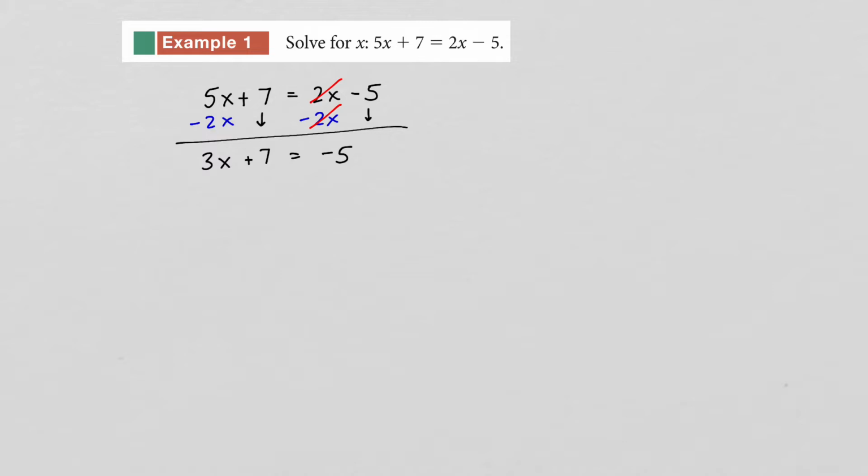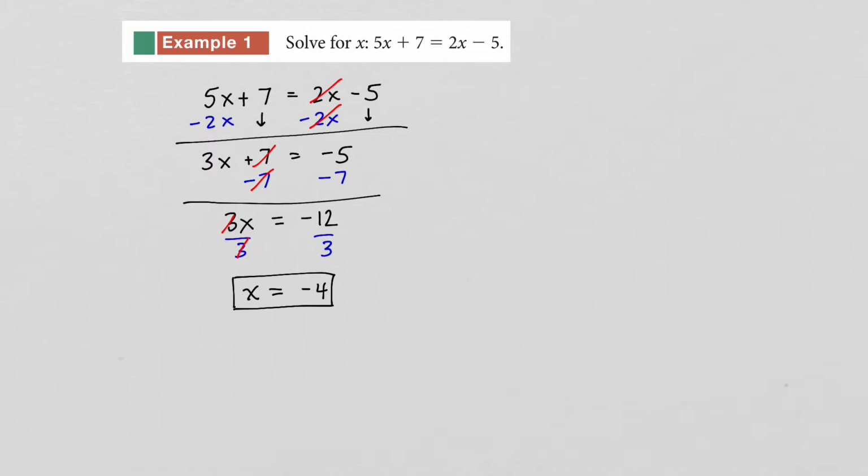Now we can get the x term completely isolated if we get rid of the positive 7 here. And we can do this by subtracting 7 from both sides of the equation. And in doing this, we get 3x, cancellation here, and then equals negative 5 minus 7 is negative 12. And finally, to solve for x, we can divide both sides by 3 in order to cancel the 3 here, and we end up getting x is equal to negative 4.